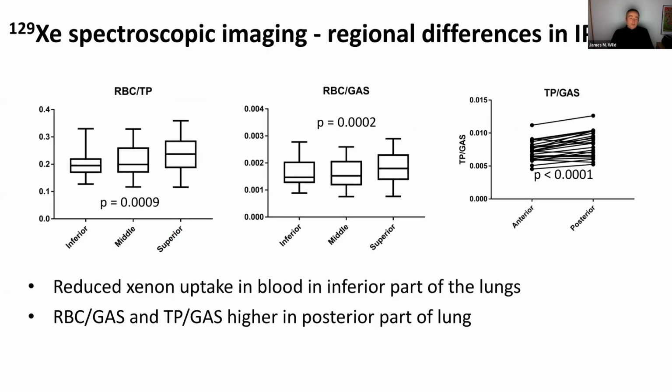In Sheffield, we've looked at the regional distribution of these ratios, the red blood cell to tissue plasma ratio in the lungs. In IPF patients, in the inferior of the lungs, down where you've got basal fibrosis, we see a depressed red blood cell tissue plasma ratio, and we also see an anterior to posterior gradient in some of these ratios as well.